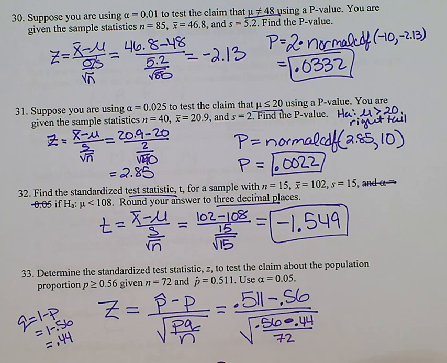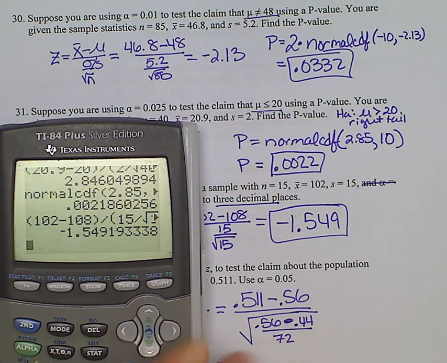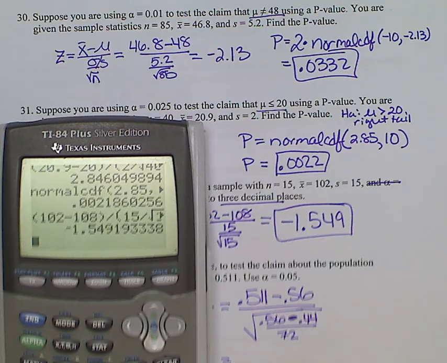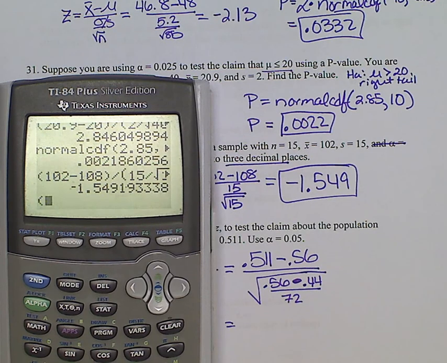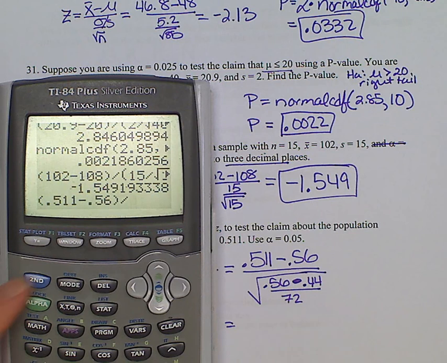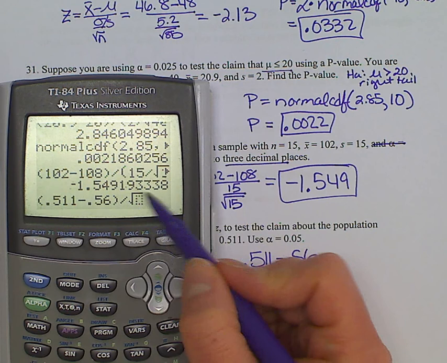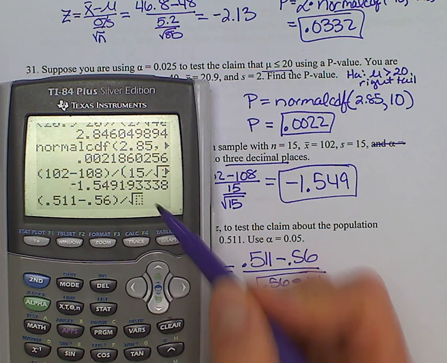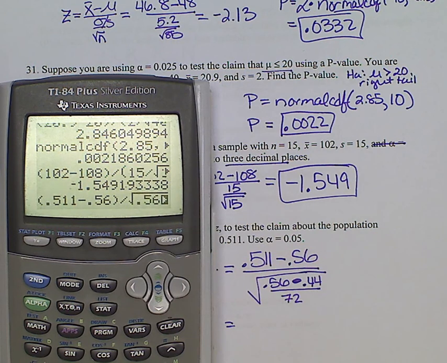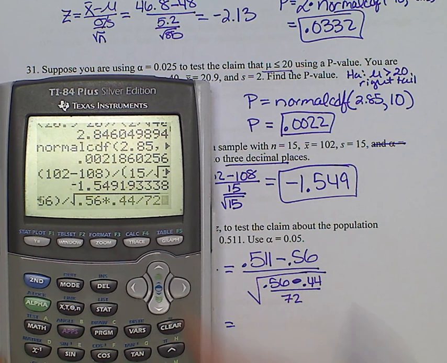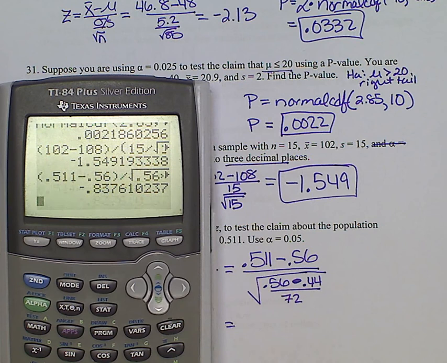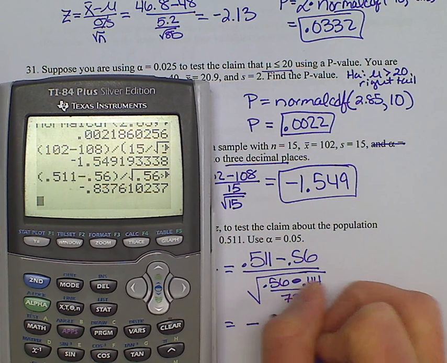Okay, in our calculators, again, we do need to use parentheses here. 0.511 minus 0.56 is our numerator. For the denominator, if your square root starts off with a parenthesis, that's fine. We're just going to close it in the end. You get negative 0.84.